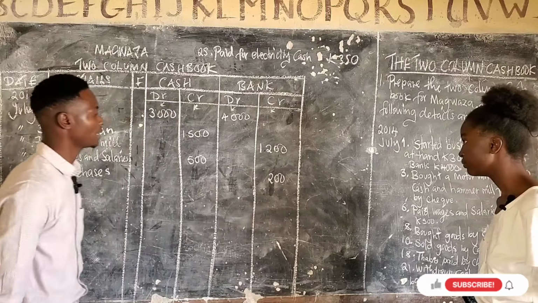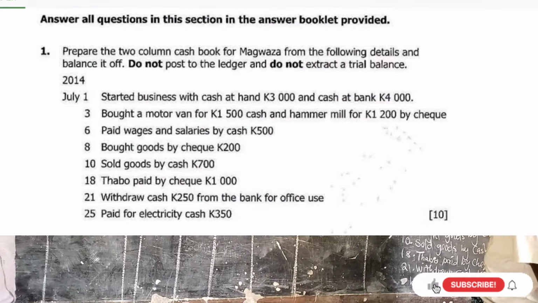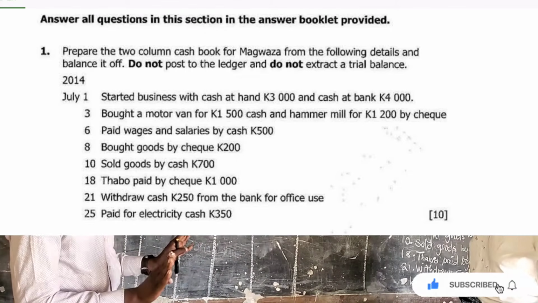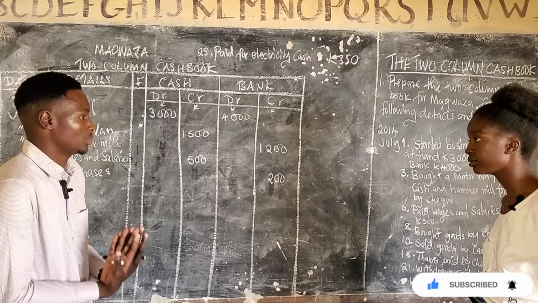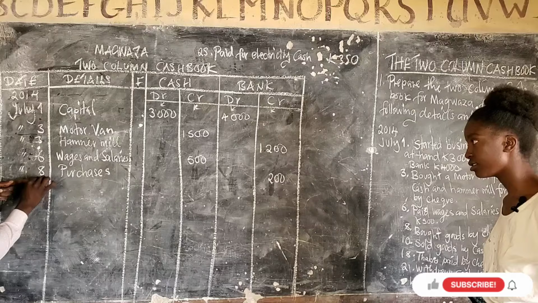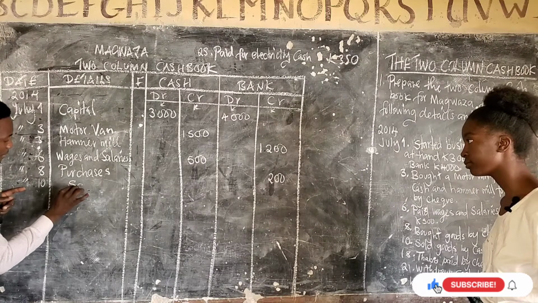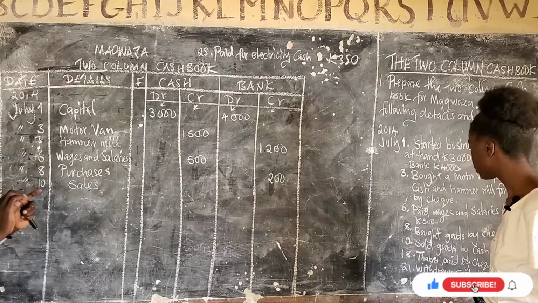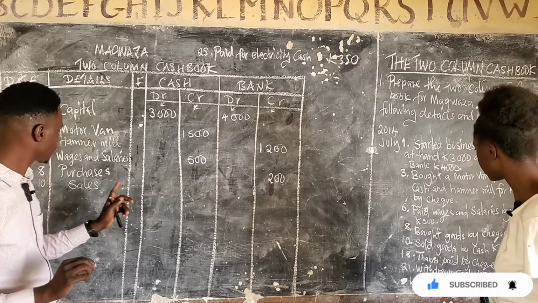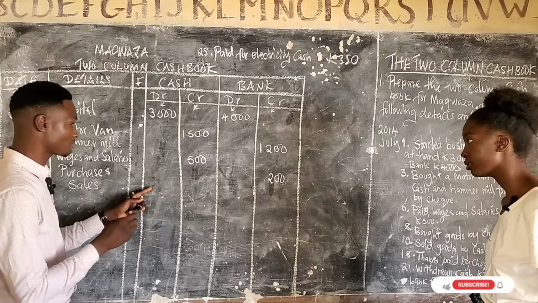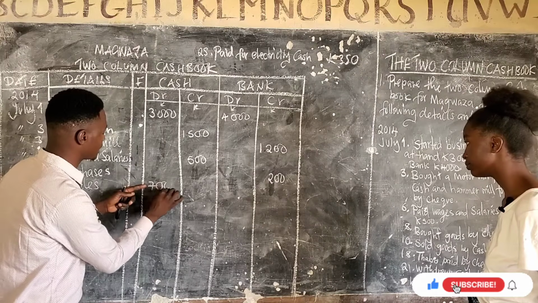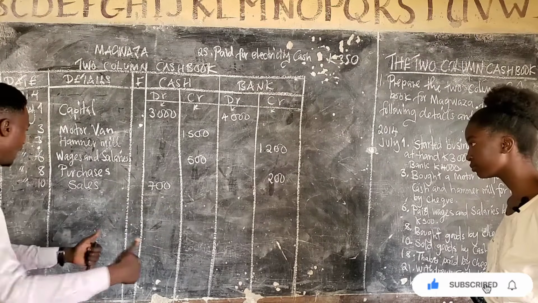Okay, 200. Next. Sold goods by check on the 10th of July. It's us who sold, so what are we going to write in the details? Sales. Then it's by what? By cash. So we're going to debit, because money is coming to us. How much? 700. Nice.